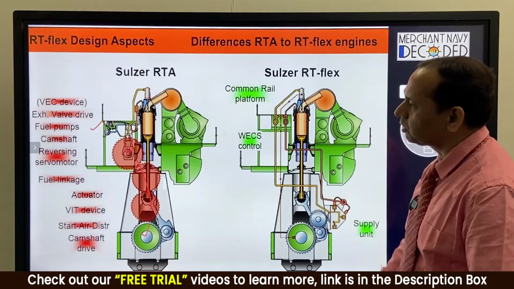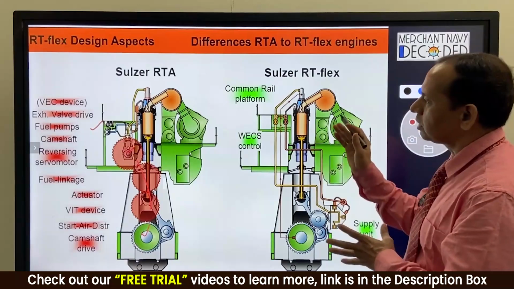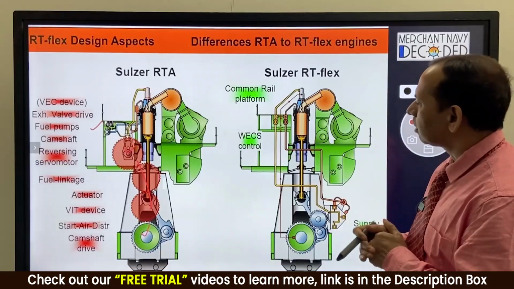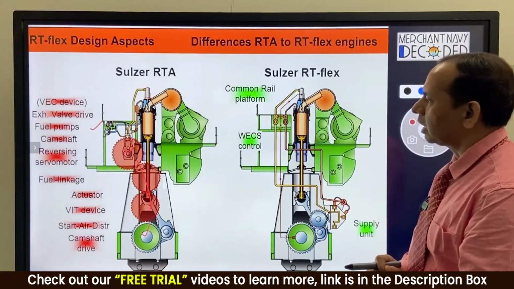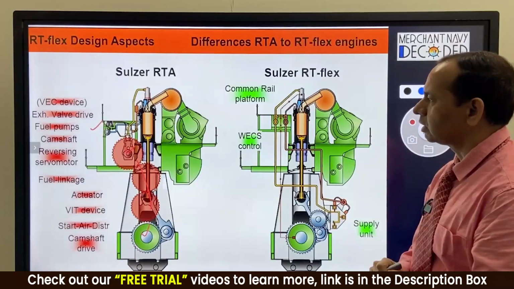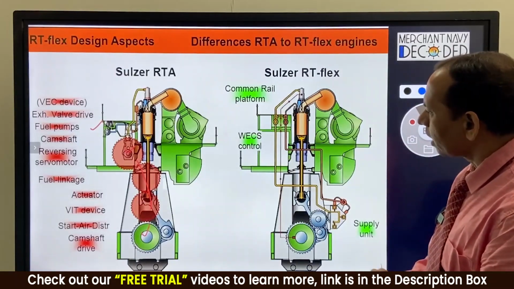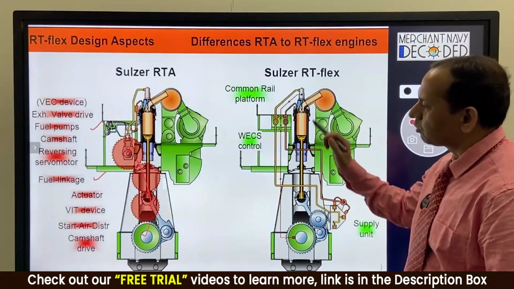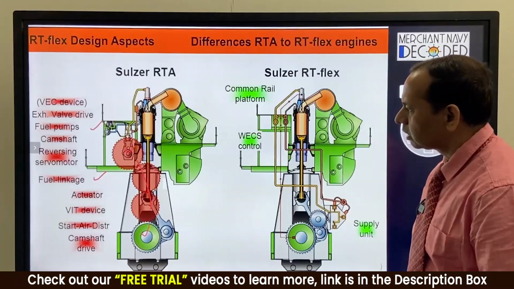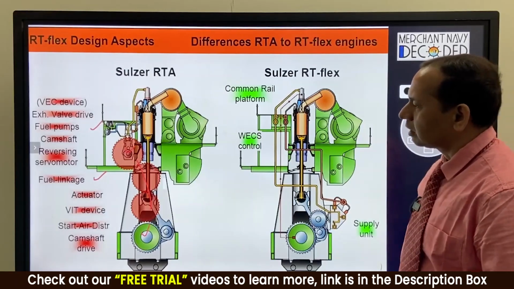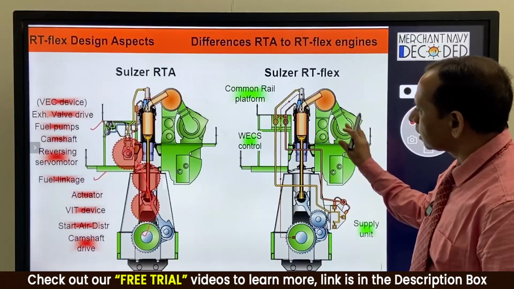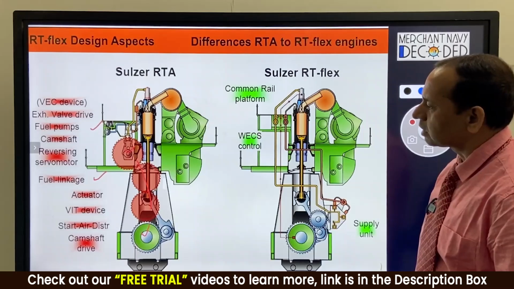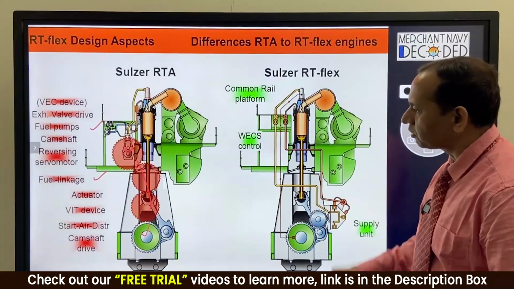This is another major change that has happened, in how the engine is reversing, where earlier the timing was all controlled by the camshaft. Here the timing is all controlled by the electronic control module, which we will discuss in due course. Again, there is no fuel linkage here because we don't have individual fuel pumps. So there are no fuel linkages here, we have only the supply unit. The VIT and fuel quality settings, all these things got incorporated into electronic control. So there is no mechanical VIT setting or FQS setting in this kind of engine.